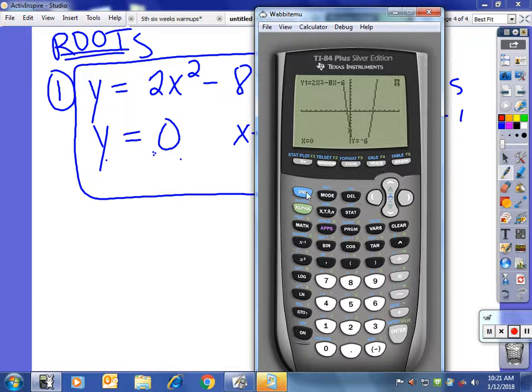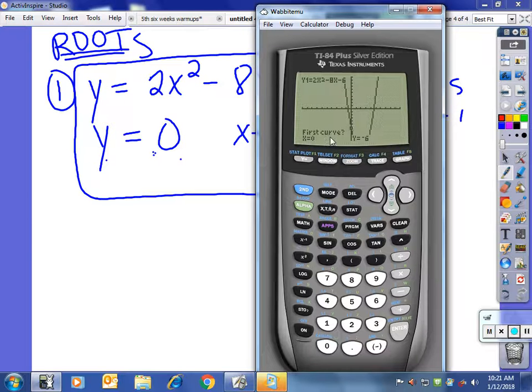So I have to go to second function, trace. And then it gives me a list of things I can calculate. We are calculating where these 2 things intersect. So you can scroll down to 5, or you can actually just type in a 5. Now, it's going to ask you 3 questions, so follow with me here.